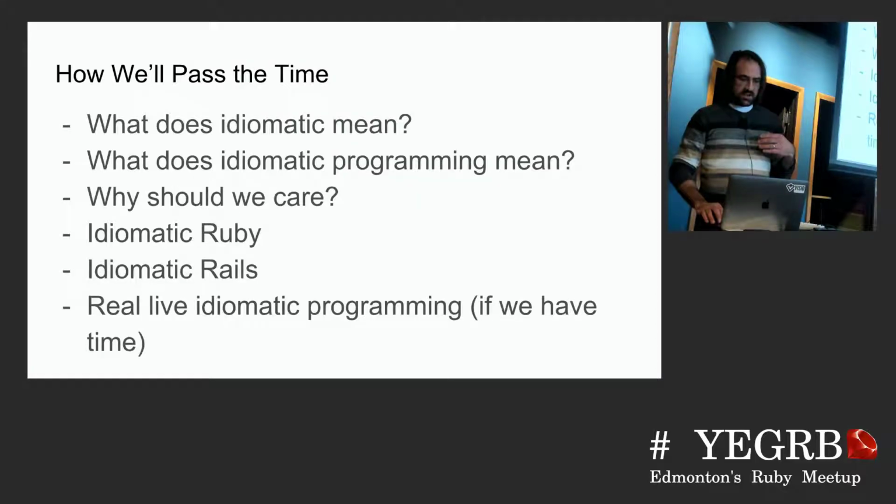So if it's not evident, we'll go through what the talk is, what's going to happen. We're going to talk about what being idiomatic means, what that means in programming, why we should care about it, and then we'll go through some examples from Ruby and from Rails to see what that means in action.